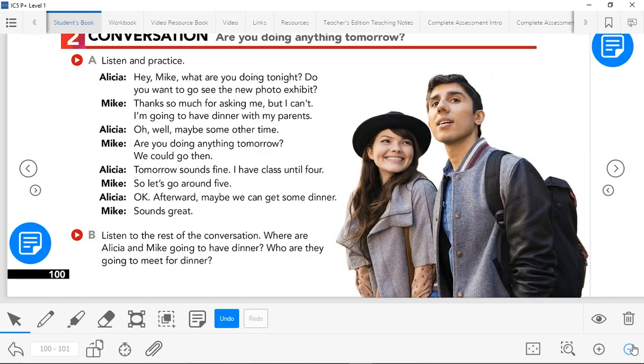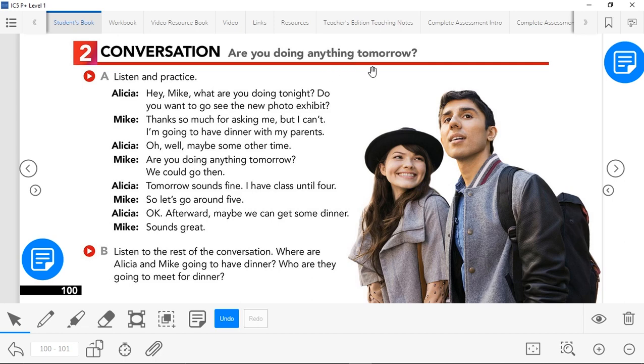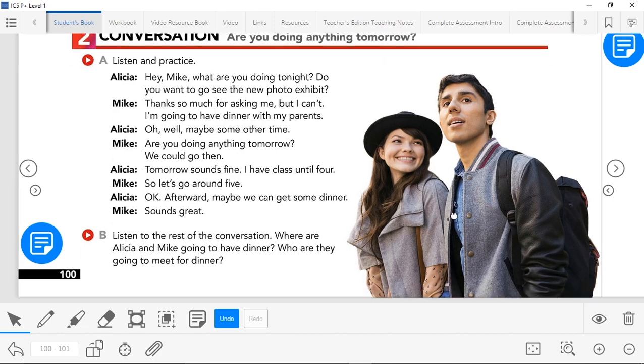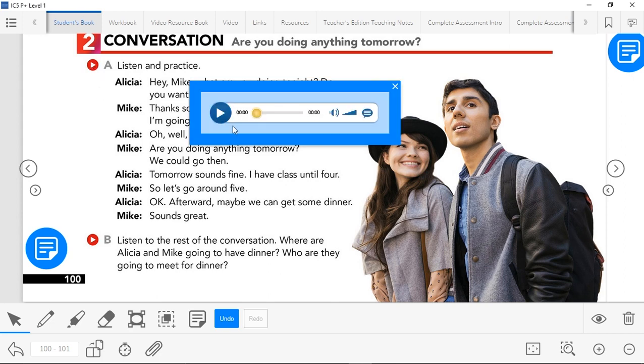In this conversation, they're going to start using some things of the grammar, so you should be paying attention to it. It's called, Are you doing anything tomorrow? You're going to listen to both parts of the conversation, and after listening to the second part, you're going to answer the questions: where are Alicia and Mike going to have dinner, and who are they going to meet for dinner? Okay, now let's listen.